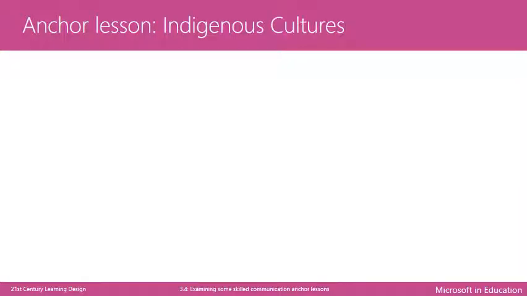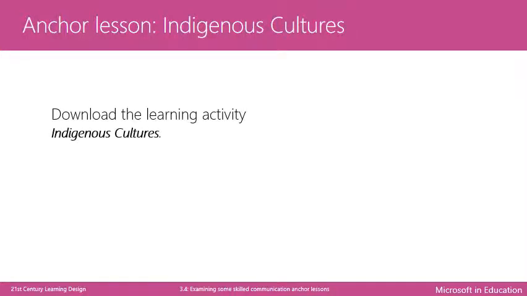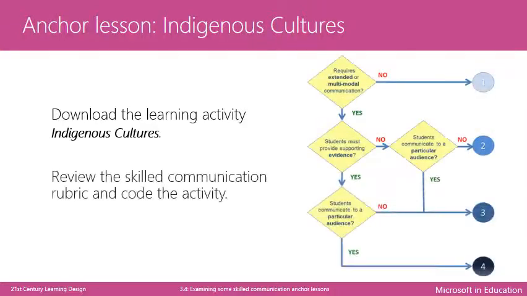To begin, please download the learning activity entitled Indigenous Cultures. When you have done this, please read it carefully. Then, make a decision about the level of skilled communication that you find in this learning activity. In deciding how to code it, you need to be able to point to evidence in order to justify the code you select. Remember, you are looking for evidence to support the code you are giving this learning activity, not making a judgment or grading the learning activity against what you think should have been done.